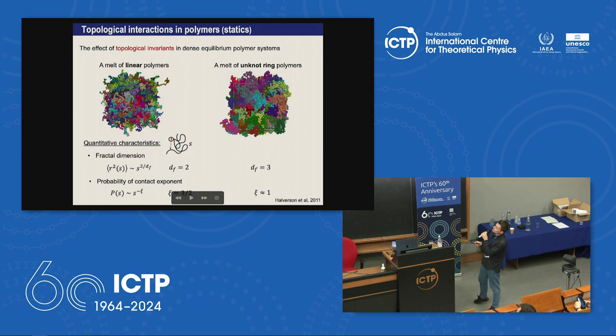I'm sorry, you don't see the exponent here, but the exponent of the contact probability is 3/2. So it's the same as the return probability exponent of a random walk. It's a simple thing. But when it comes to rings, it's not so simple. According to many different simulations and some phenomenological theories, each of these rings adopts a self-similar configuration with fractal dimension 3 in three-dimensional space, and the contact probability exponent is close to 1. So it's completely different from 3/2 for the system of linear chains without topology.